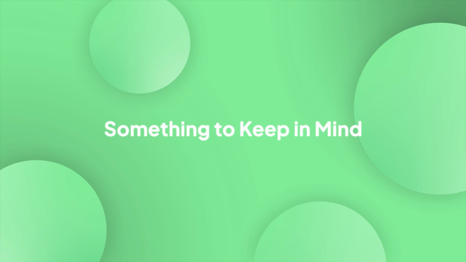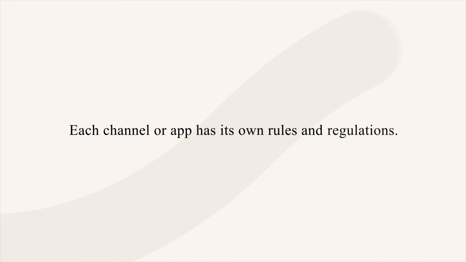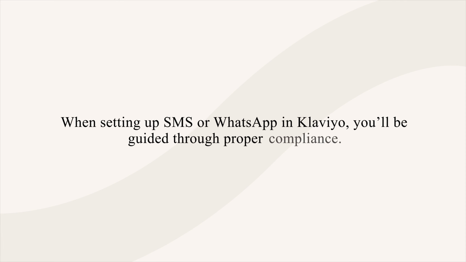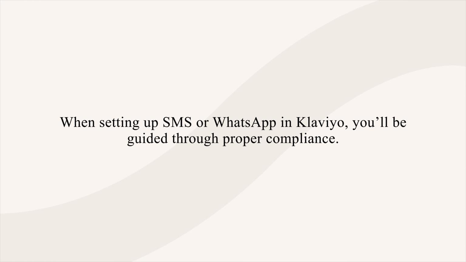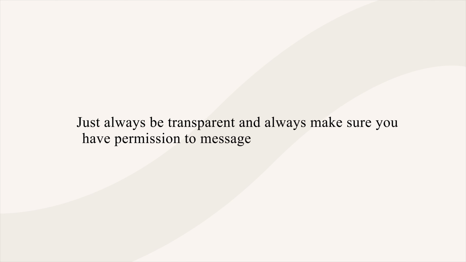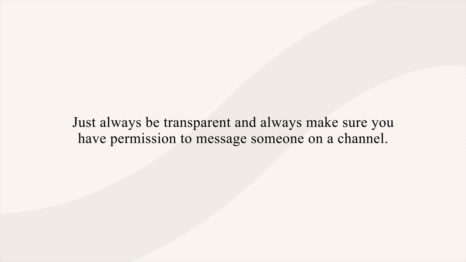Something to keep in mind: consent and compliance across channels. Each channel or app has its own rules and regulations. Email requires an unsubscribe link. SMS requires opt-out instructions, and WhatsApp requires users to agree to receive messages. When setting up SMS or WhatsApp in Klaviyo, you'll be guided through proper compliance. As a beginner, this can be time-consuming and overwhelming. Just always be transparent and always make sure you have permission to message someone on a channel.